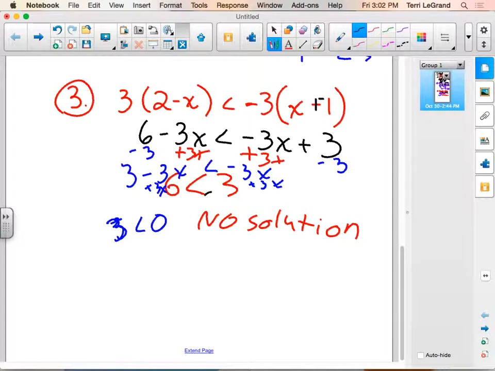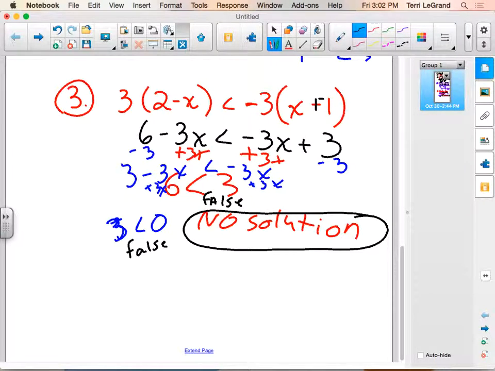Yes, this is false. 6 is not less than 3. 3 is not greater than 6. Is this true or false? False. 3 is not less than 0. 0 is not greater than 3. Either way, the variables eliminate and you end up with a false statement. What does that tell us in equations? It tells us the same thing in inequalities. There is no solution.